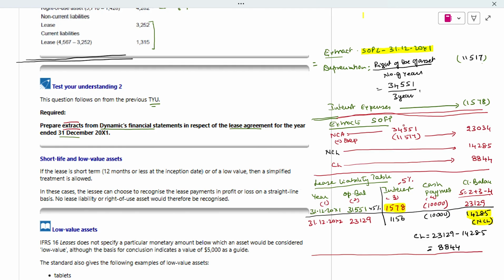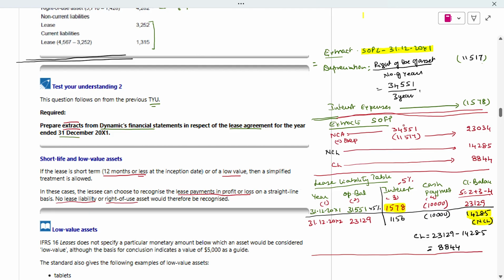Now, when you do this, there is a short life lease. Short life is nothing but 12 months or less. Okay, 12 months, low value. Then simplified treatment is there. For this asset, the lessee can choose to recognize the lease payments directly in the profit and loss account on a straight line basis. We are not going to have any lease liability.